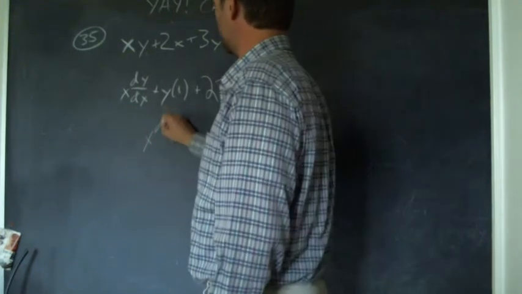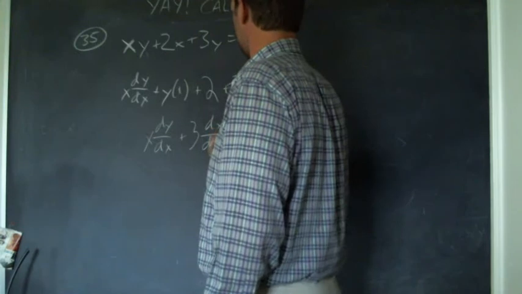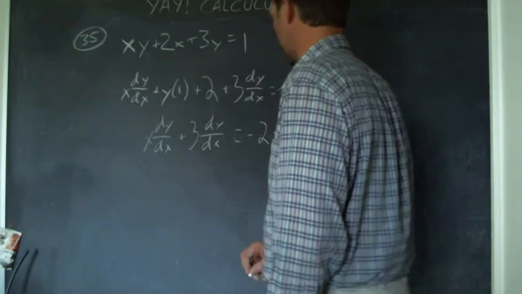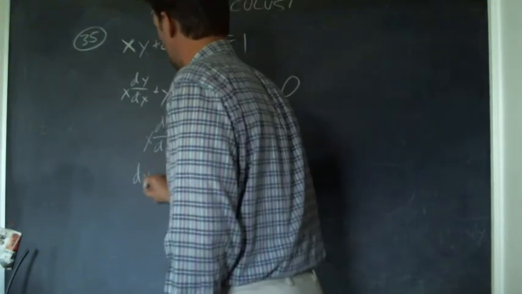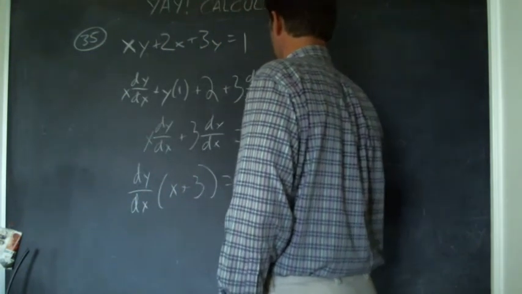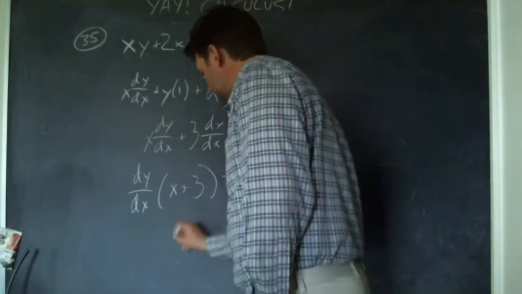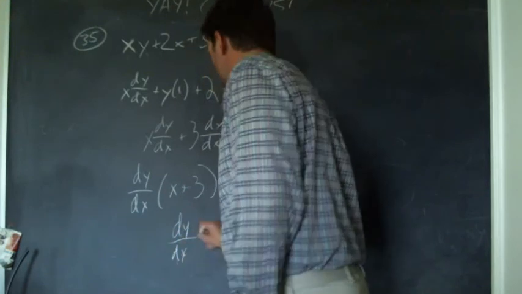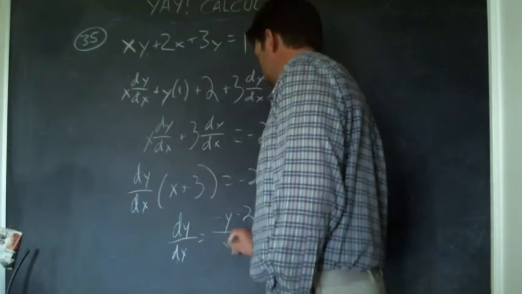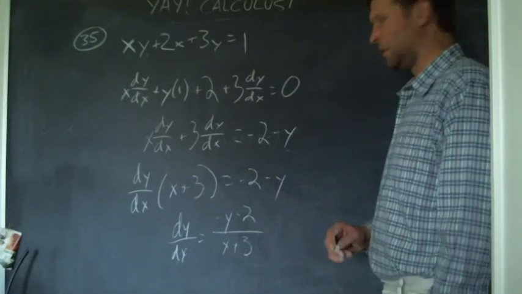So we have x dy dx plus 3 dy dx equals negative 2 minus y. Factor out dy dx: x plus 3, and then we can divide both sides by x plus 3. I like to put the variable first, just because. And there we have it. dy dx is equal to negative y minus 2 over x plus 3.